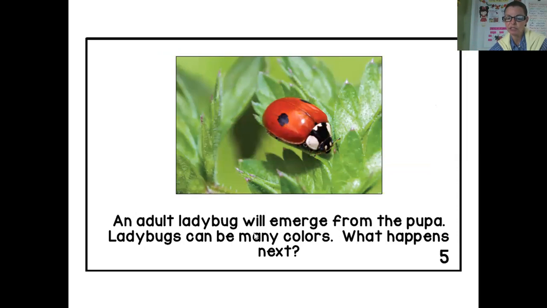Ladybugs can be many colors. What happens next? So when these ladybugs come out, they don't look exactly like you see it here. They come out kind of wet. Their color's not there yet. They're not quite dry. So when they come out, they sit for a while and they let their wings dry and they let their color set in. And finally, some of the spots start coming out. And it's really a cool process.